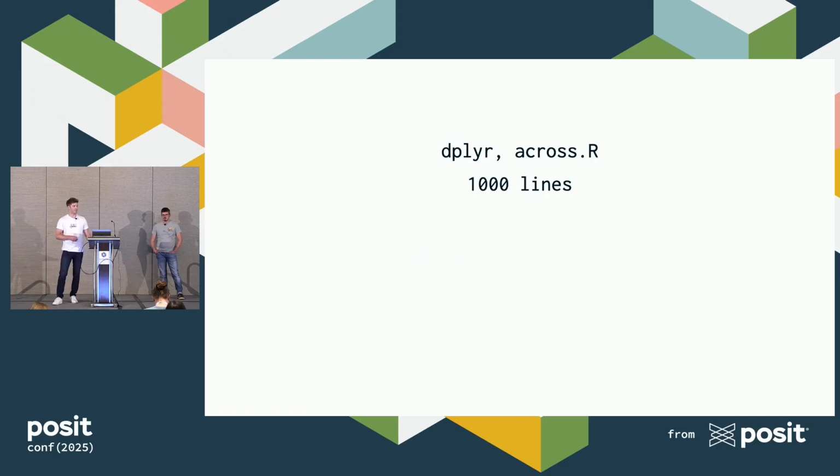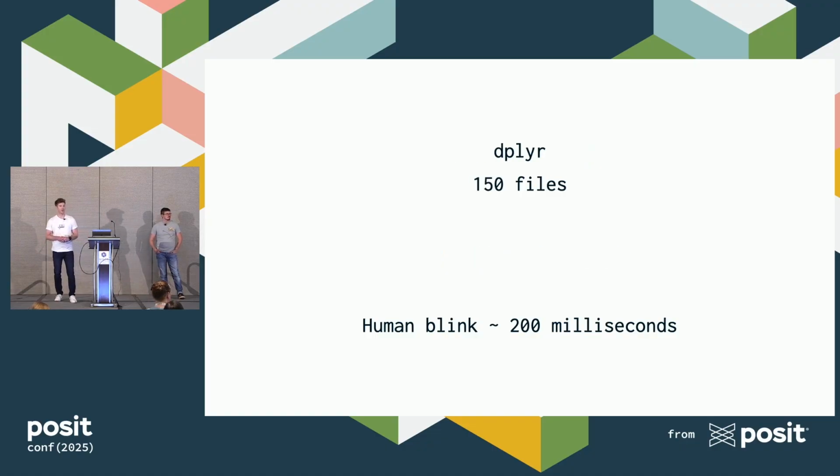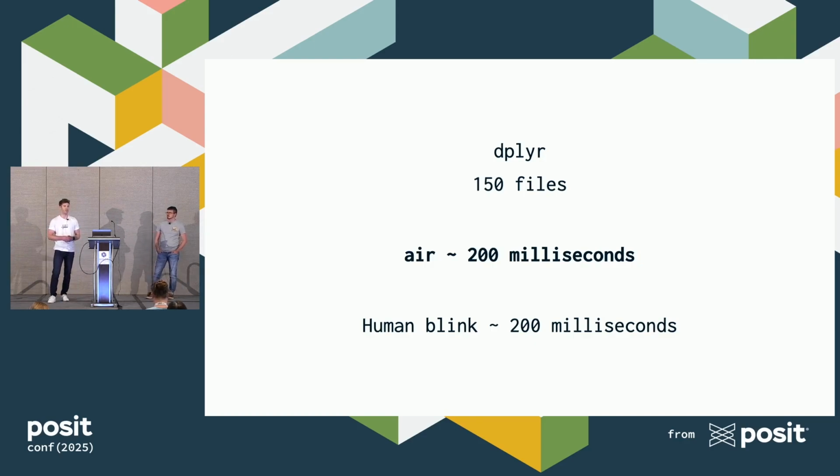To put some concrete numbers behind this, we'll look at dplyrs_across.r. This is a big 1,000-line R file, so pretty big. It takes Air around 20 milliseconds to format this file. To put that in perspective, if you blink, it takes about 200 milliseconds. So it's extremely fast. If we were to scale up, all of dplyr has about 150 R files in it. If you were to format the whole project, it takes 200 milliseconds. You can format all of dplyr in the blink of an eye.